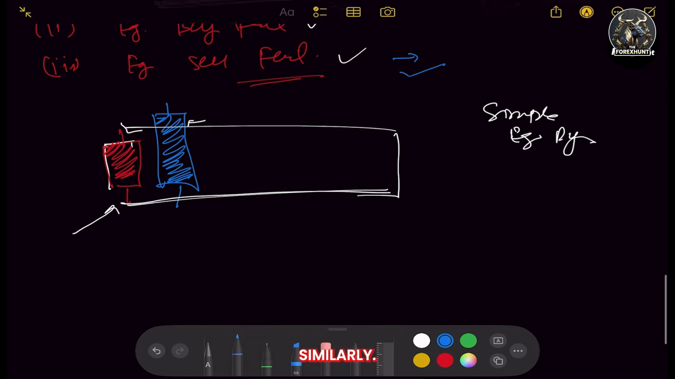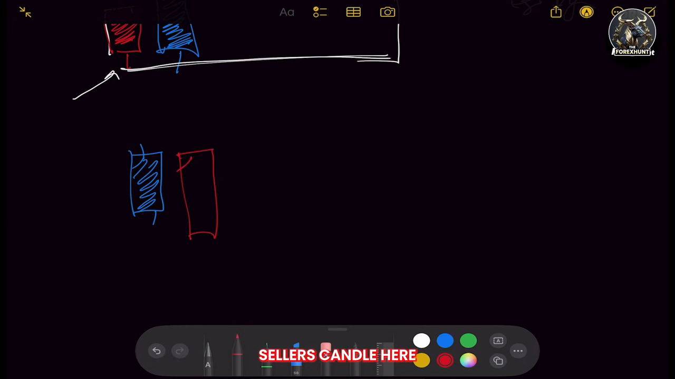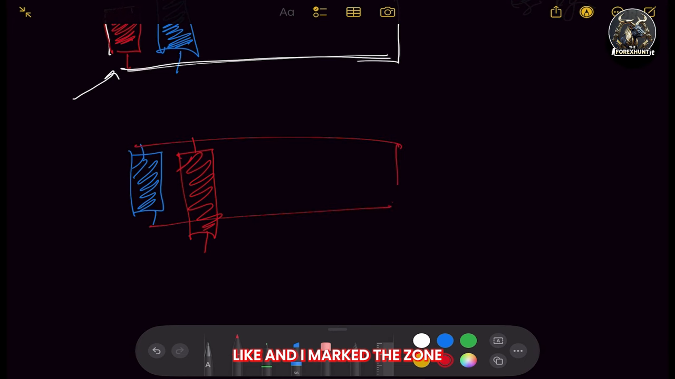Similarly, a blue candle, a buyer's candle, that has been eaten by a seller's candle here, like this, and I mark the zone. This is a simple engulfing sell.